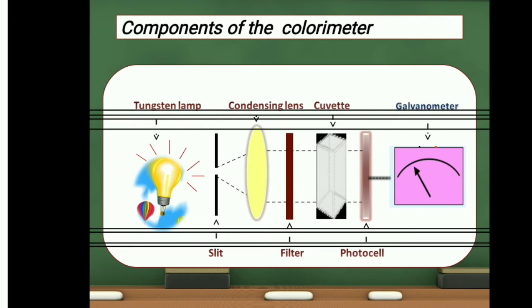Here are the components of colorimetry: tungsten lamp, slit, condensing lens, filter, cuvette, photocell, and galvanometer.